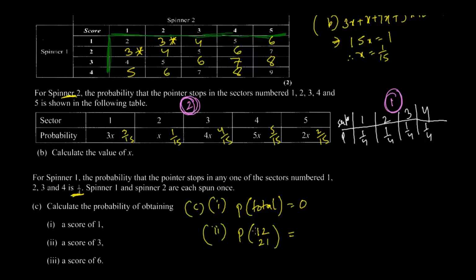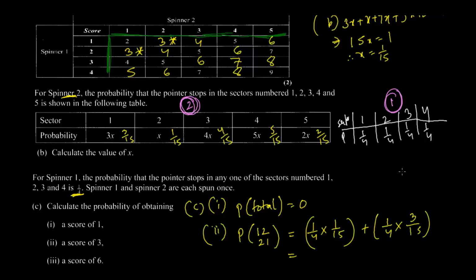Remember, 1, 2 means 1 in the first spinner, the probability is 1 by 4, and 2 in the second spinner, the probability of getting a 2 is 1 by 15, or 2 in the first spinner, which is 1 by 4 for the first spinner, and 1 in the second spinner. Probability of getting a 1 is 3 by 15. 3 by 15 means 1 by 5.